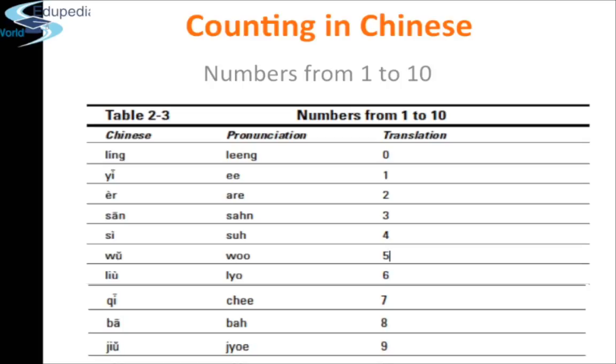Now let's look at the 10 basic numbers. Let's do some reading first. 零, 零, 0. 一, 一, 1. 二, 二, 2. 三, 三, 3. 四, 四, 4.